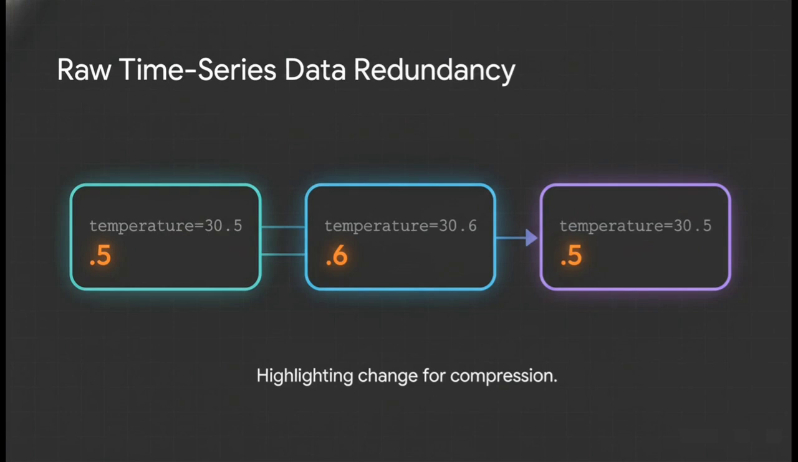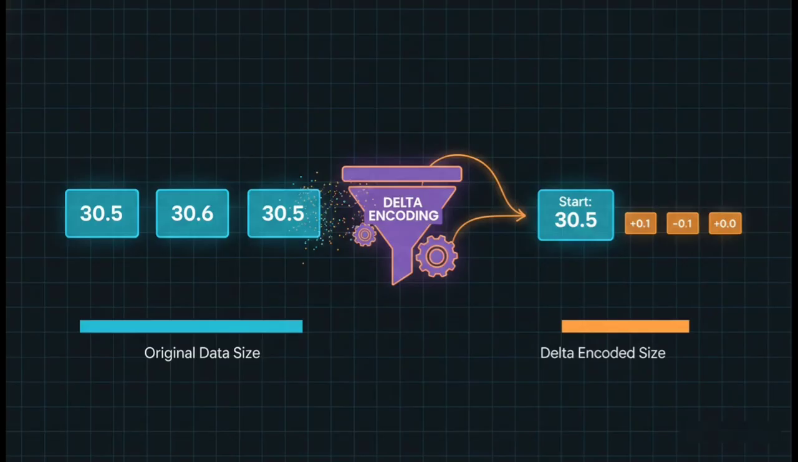All right, next up, compression. So if you look at raw data from something like a temperature sensor, you can see the values are changing, but not by a whole lot. Storing the full value every single time is honestly pretty redundant. This is where some really clever compression algorithms come into play. Instead of storing the full value every time, you can use techniques like delta encoding. You just store the starting value, and then you only store the difference, or the delta, from the point before it.